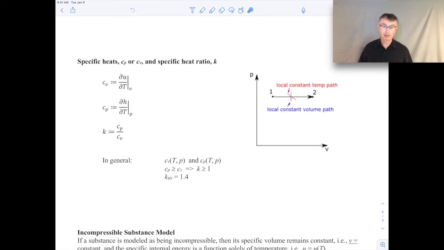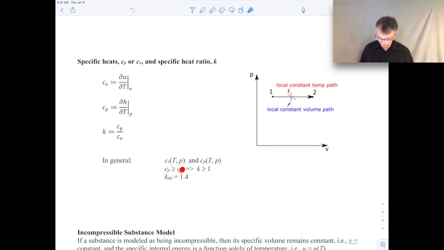Now, in general, the specific heats are functions of temperature and pressure. You can see that written here. But in our modeling, like the incompressible substance model and the ideal gas model, what we'll do is we'll say that in real life, for those kinds of materials, the pressure doesn't play much of a role, and so the specific heats are really a function just of temperature in those models. In general, it's a function of temperature and pressure in real life, but in the models that we use for incompressible materials and ideal gases, we just say that it's only a function of temperature.